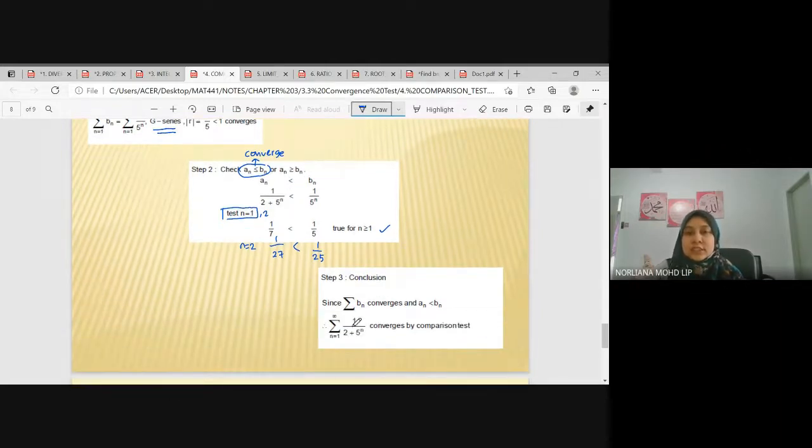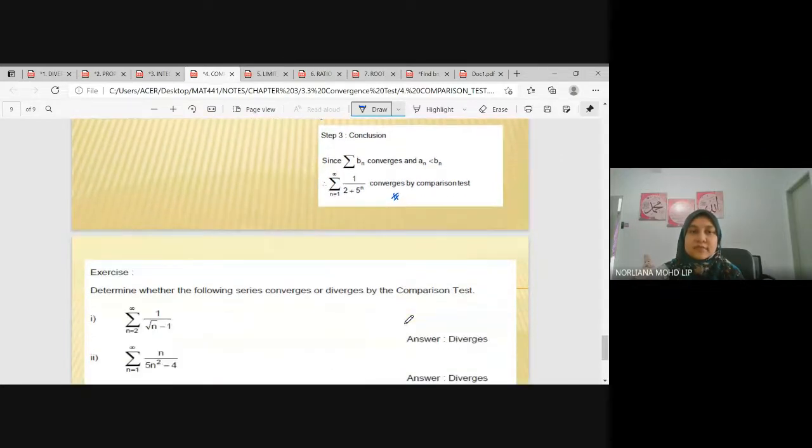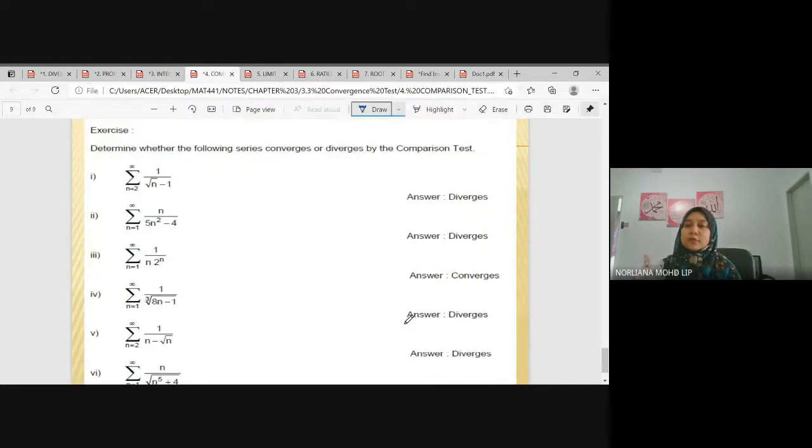So conclusion: the summation of 1/(2 plus 5n) is convergent because, you must mention, this series of Bn is convergent and An is less than Bn. This three-step conclusion must be there. Okay, any questions? For comparison.